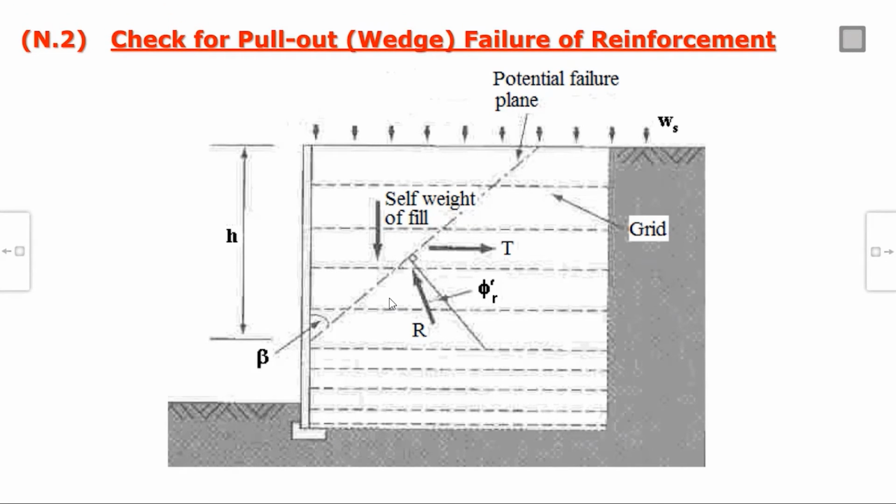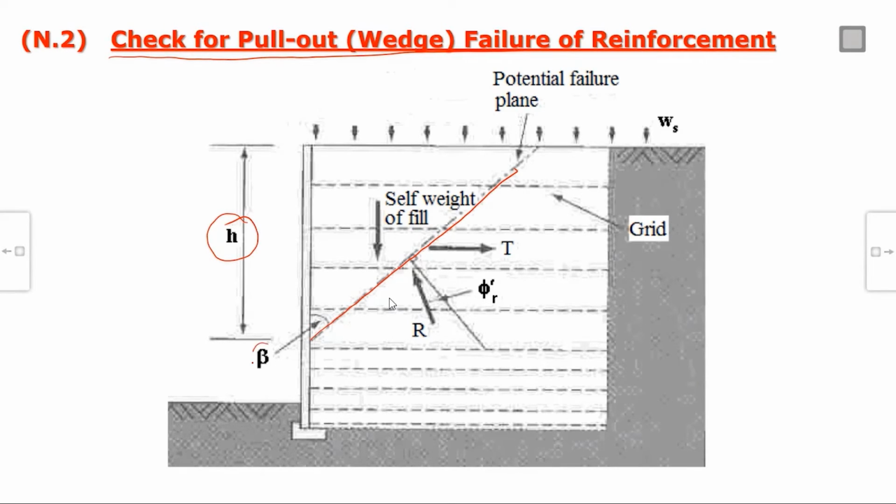Right. Now next, we are still in static check for internal stability. Next is check for pull out or wedge failure. As I told you, we use the tie back wedge method where wedges will be made. Here we check for different wedges, let us say any wedge at height h.